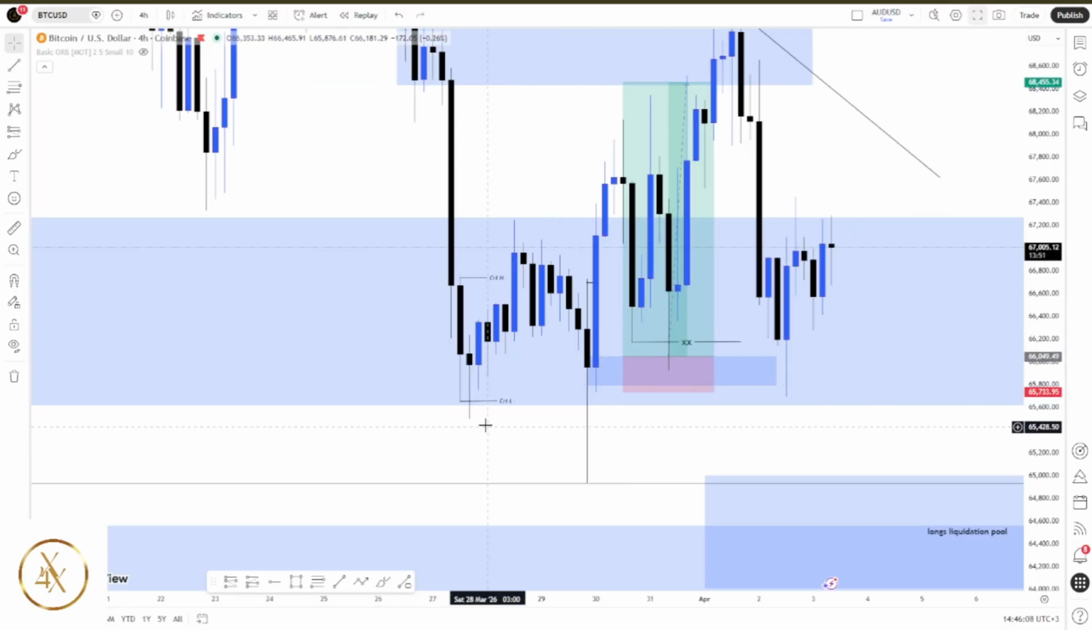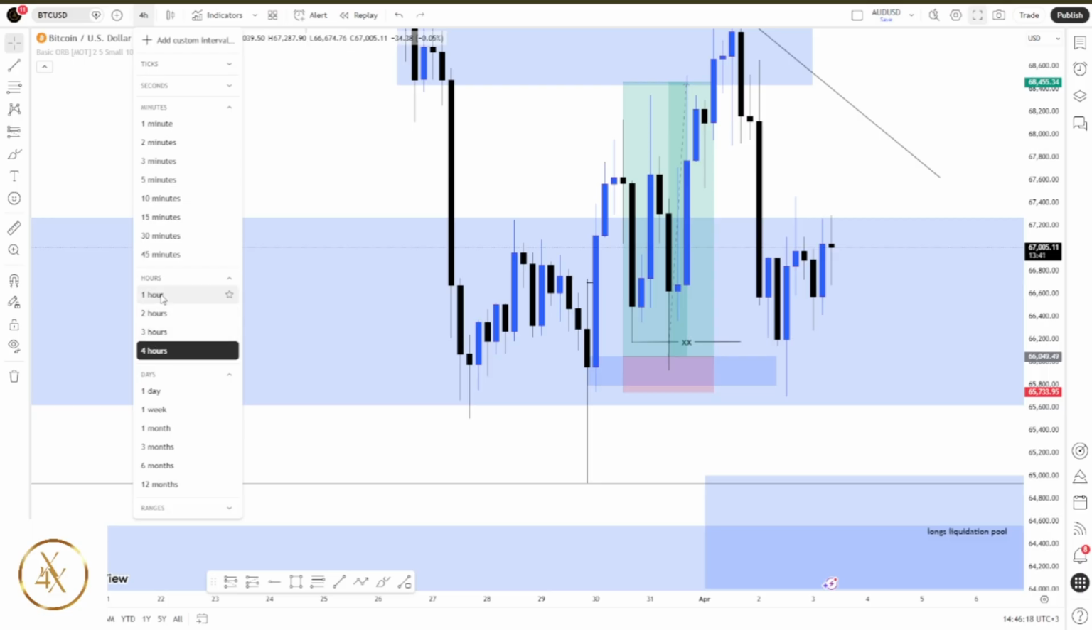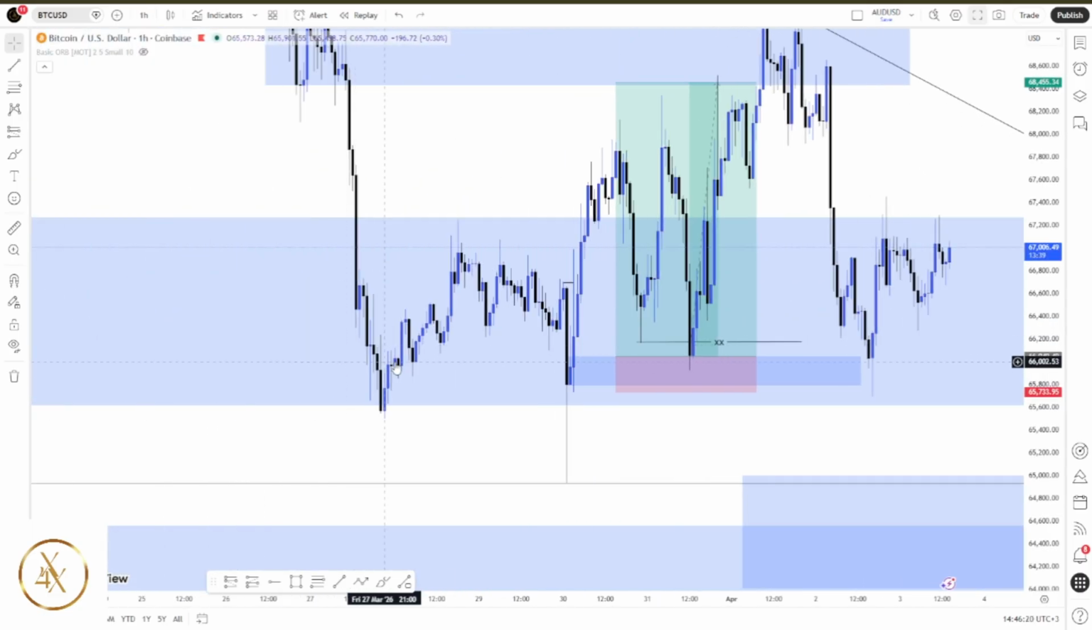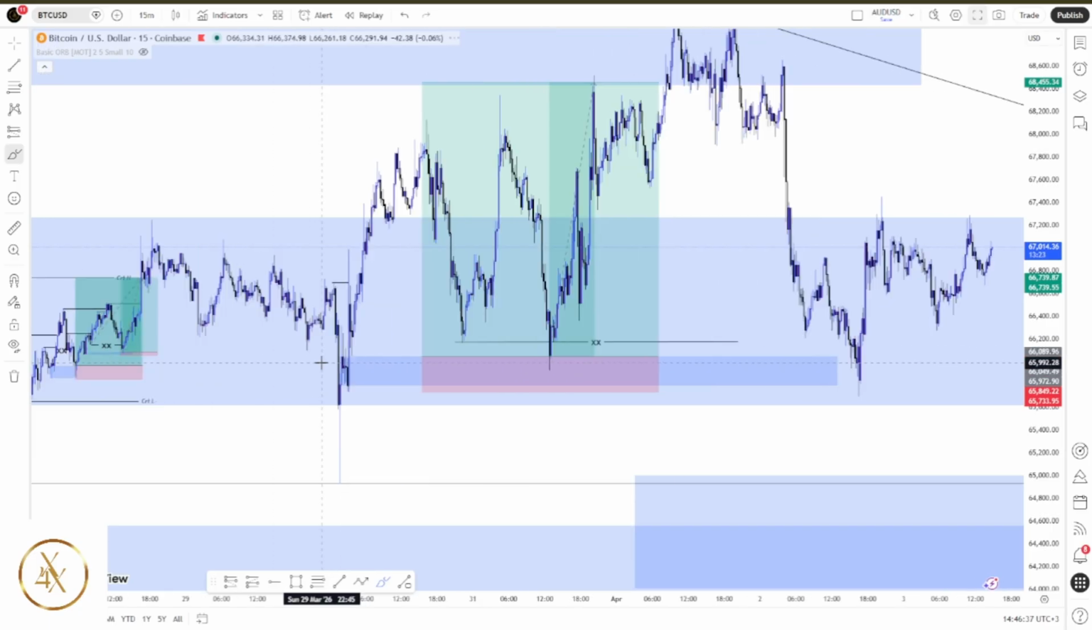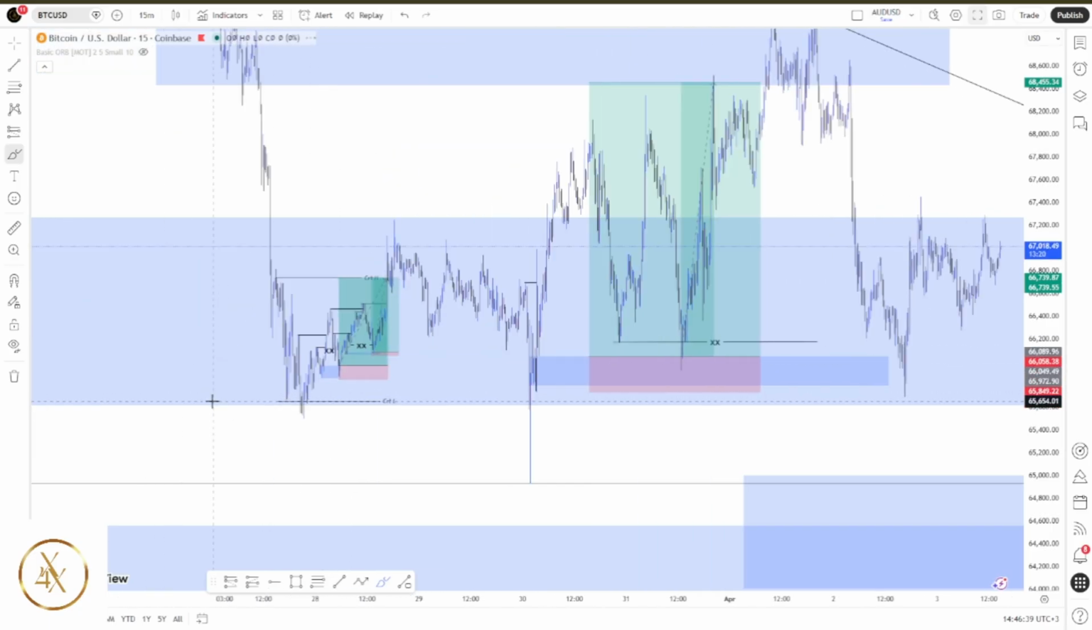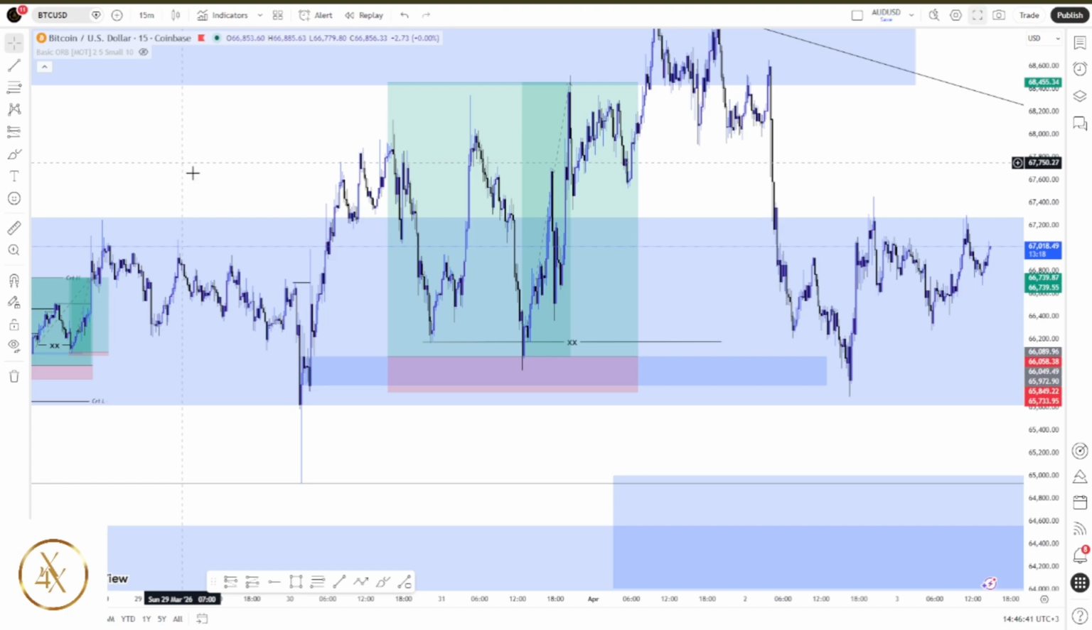Once we get that sweep, we go to the smaller time frames. I think I have these already marked out on a small time frame, so let me delete them. We go to the 1-hour. You can clearly see the sweep here on the 1-hour. This was the last low and this was the sweep here. On the 15 is where I actually had my first entry. On the 15 and the 5 minutes.